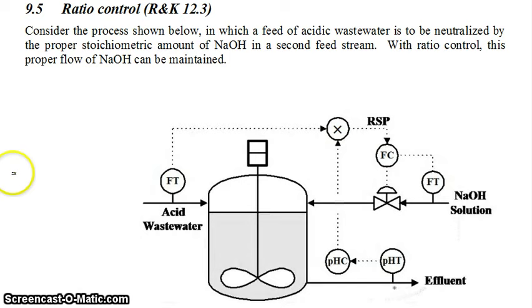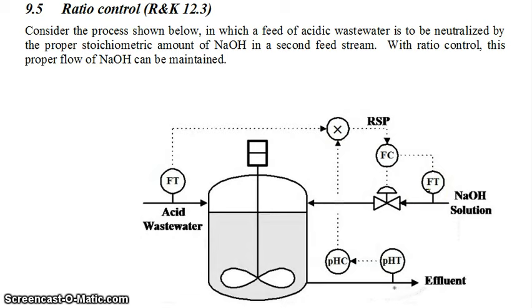What you have is a feedback control mechanism where the pH of your effluent stream is being measured, and the controller for the pH is sending a signal, which is a ratio. The signal is saying that the ratio between the flow rate of this stream and the flow rate of this stream needs to be maintained.